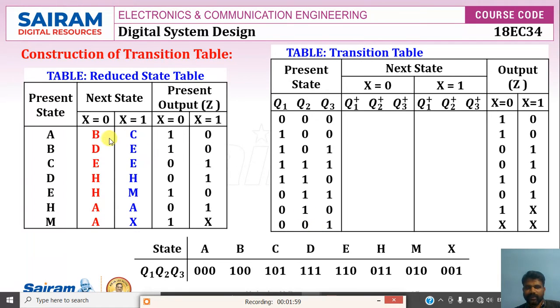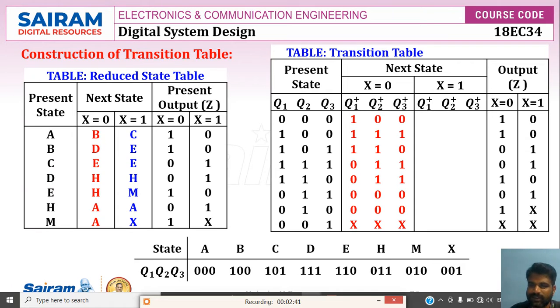So now we are replacing next state when x is equal to 0. For a present state A and x is equal to 0, next state is B. So that B is replaced with 100. Next is D, that is replaced with 111. Next E replaced with 110. Next H replaced with 011. Again H 011. A 000. Again A 000. And here it is unused state, 001 is unused state. So next state is don't care.